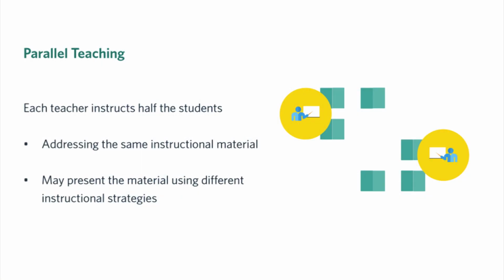The third model is parallel teaching. In this approach, the students are divided into 2 groups. This allows each teacher to work with a smaller group of students. The key to parallel teaching is that the same content is being taught to both groups of students. Teachers have the option to cover the content in the same way or in different ways.